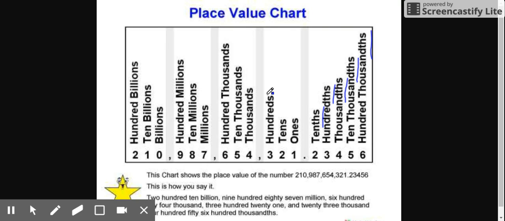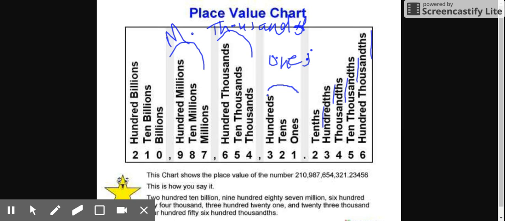We remember from the first video that this first period here is called the ones period. The next period here is called the thousands period. And the next period here is the millions period. I'm just going to write an M. So we have the ones period, thousands period, and the millions period. This is the billions period.